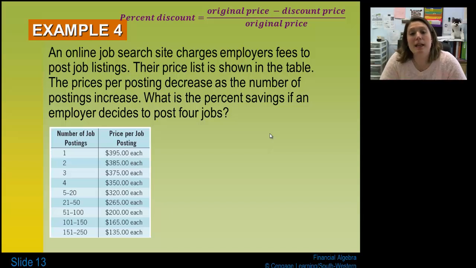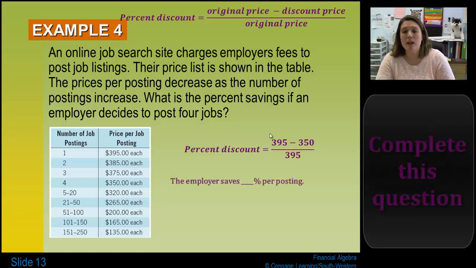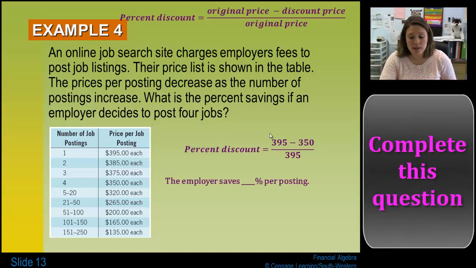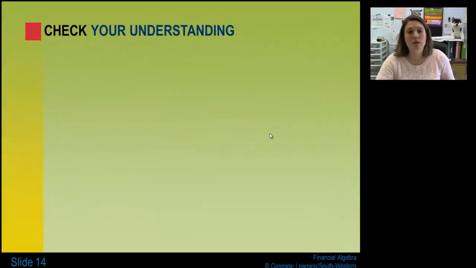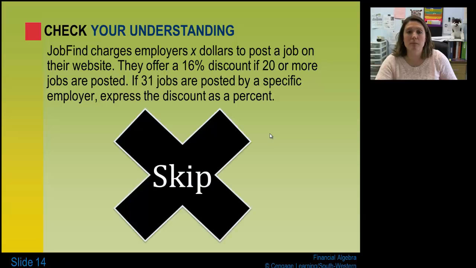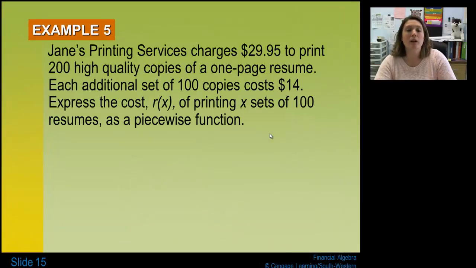So the original in this case would be the $395 because that's for the single posting. The discount that they're getting if they do 4 of them is the $350. So to do this, we take $395 minus $350 divided by the $395. So you need to do that calculation, please, and tell me what is the percent savings per posting if they were to do 4 versus just the 1. Check your understanding. We're going to go ahead and skip this question and go on to example 5.